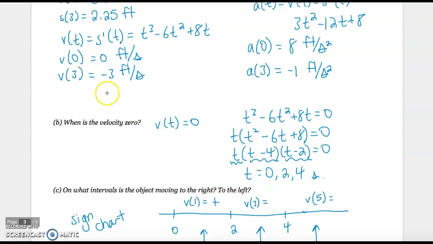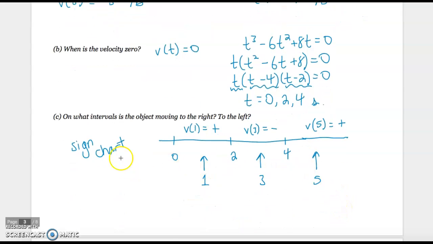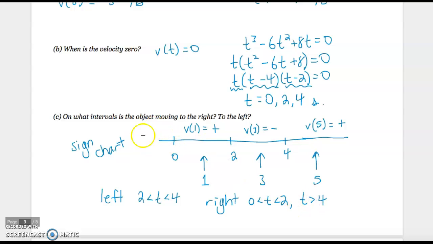V of 3, we actually already calculated. We saw that that was negative, so I can go ahead and just stick a negative there. And then V of 5, again, if I plug it into my factored form, this would be a positive number and a positive number. So those all multiplied together would give me a positive number. So now I can say that my object is moving to the left when my velocity is negative, so between 2 and 4 seconds, and then my object is moving to the right when my velocity is positive, so between 0 and 2 seconds, and then for time greater than 4. You can't have negative time, so we don't need to worry about anything over here.